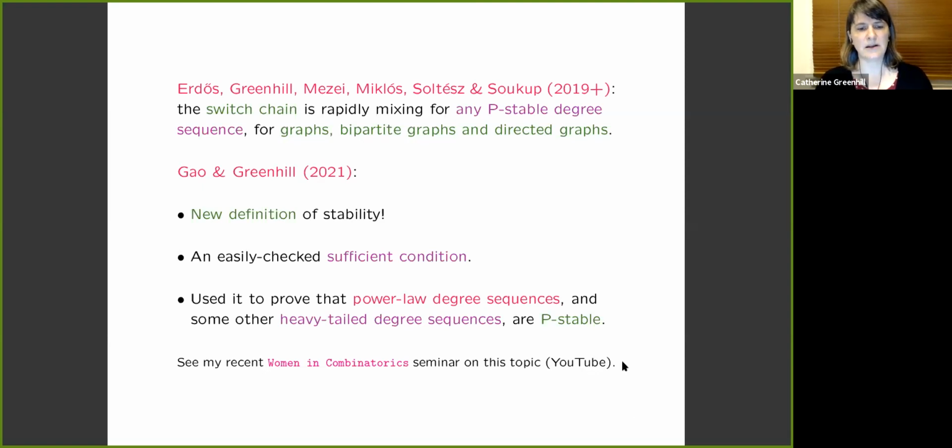And if you're interested in encodings, stability, and a little bit on the multi-commodity flow proof, I talked about this in more detail in a recent seminar. And if you look on my webpage, you might find a link.